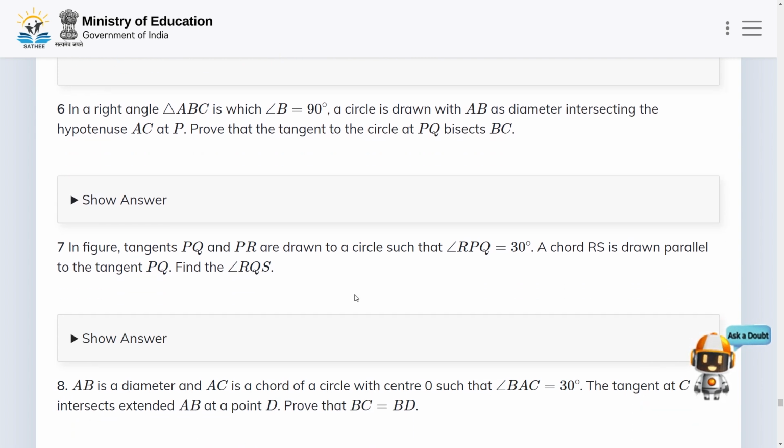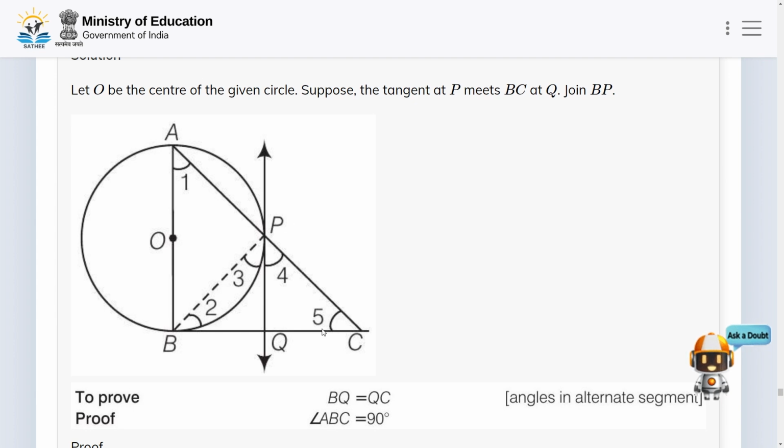So in the next problem, we have a right angle triangle ABC in which angle B is 90 degrees. A circle is drawn with AB as diameter intersecting the hypotenuse AC at point P. Prove that the tangent to the circle at P bisects BC. Okay, so this is the figure.